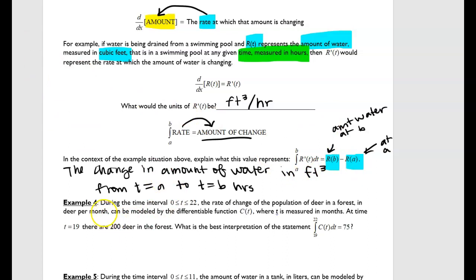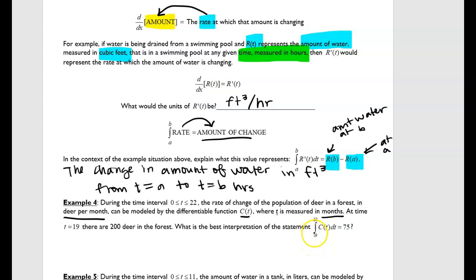In number 4, we're looking at a time interval from 0 to 22. The rate of change of the population of deer in a forest, in deer per month, I would underline that unit, it's going to be important, can be modeled by the differentiable function c of t. t is measured in months. It tells me that at time t equals 19, there are 200 deer in the forest. What is the best interpretation of this statement? The integral from 19 to 22 of c of t dt, which is 75.